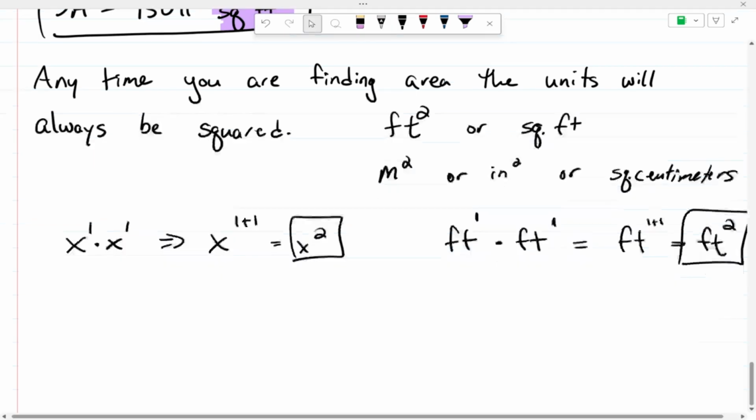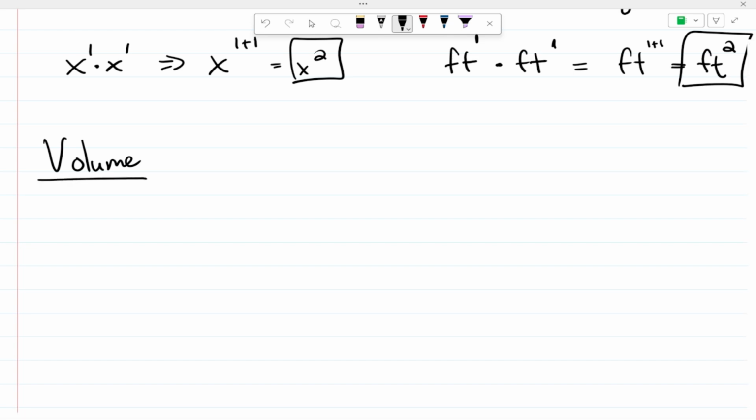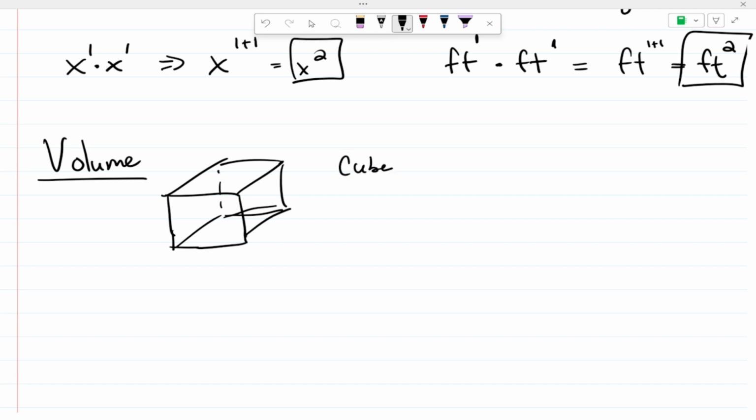Now, the last thing we're going to talk about is going to be the second half of this video, which all deals with volume. What's nice about volume is you already have a pretty firm understanding of what's happening. First thing, we're going to start off with a nice square. Now, if we have a square and we turn it into a three-dimensional object, we call this a cube.